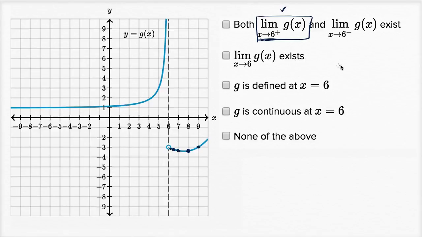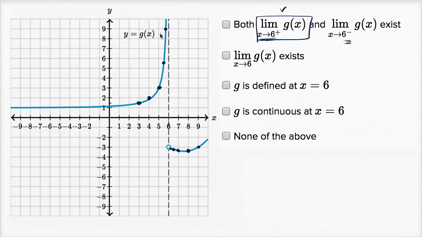Now let's think about the limit as x approaches 6 from the left-hand side. I could start anywhere, but let's say when x is equal to 3, g of 3 is a little more than 1. G of 4 looks like it's a little bit less than 2. G of 5 looks like it's close to 3. G of 5.5 looks like it's between 5 and 6. G of 5.75 looks like it's approaching 9.